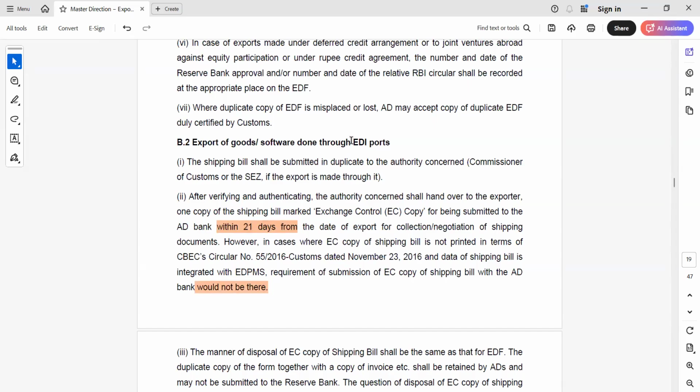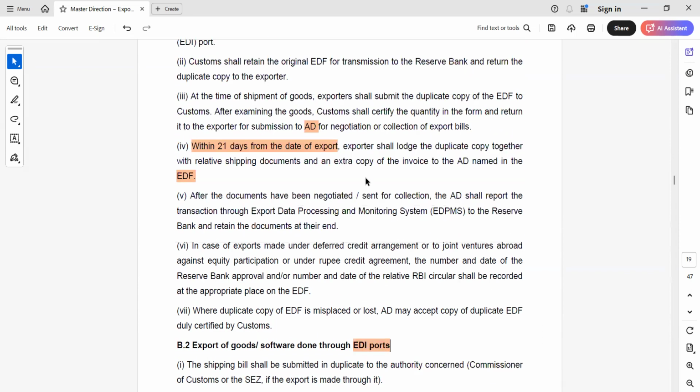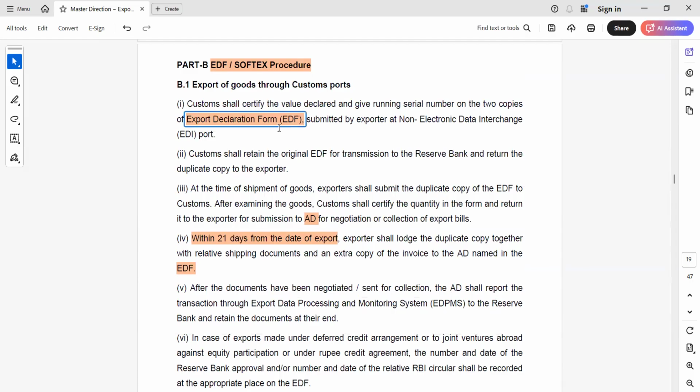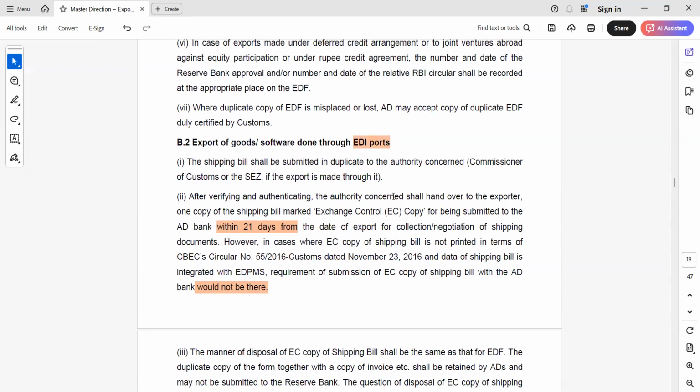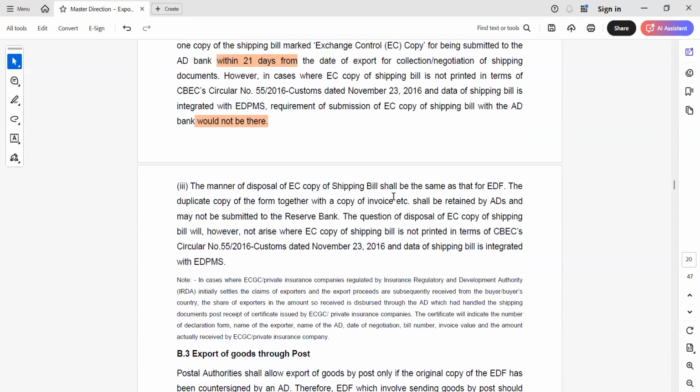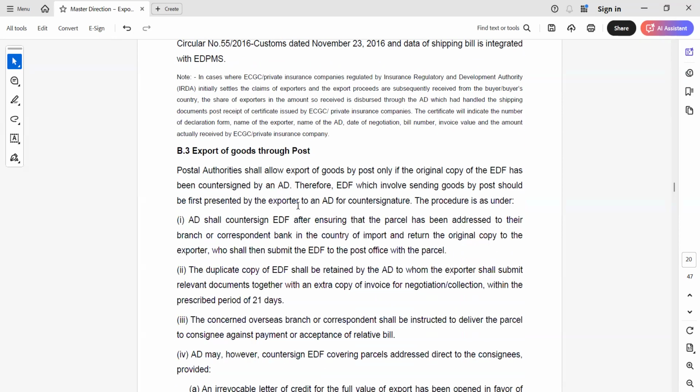So this is for EDI ports. One is EDI, and previously we have discussed non-EDI. These are the non-EDI ports. At non-EDI ports, the manner of disposal of the EC copy of the shipping bill shall be the same as that for EDF, the duplicate copy of the form together. Okay, same as we discussed earlier. If the copy is available, then the same procedure we have to follow.